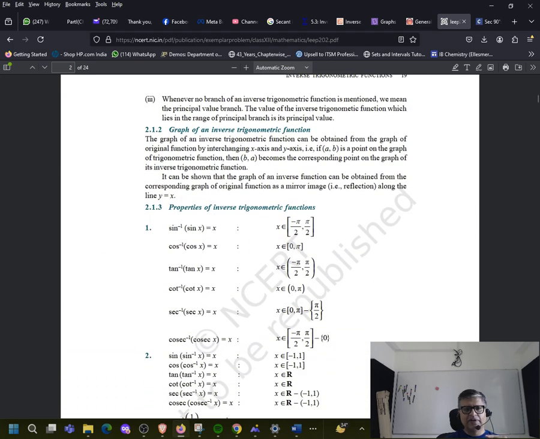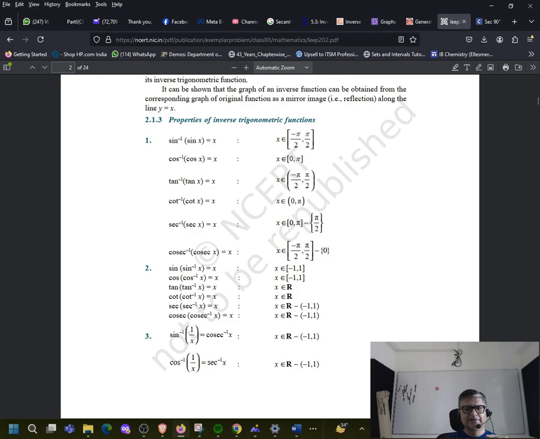It says graph of inverse trigonometric functions, right? So you have to memorize all these properties. Also, what is written on the right hand side, right? X belongs to minus pi by 2, pi by 2. All of this needs to be memorized.